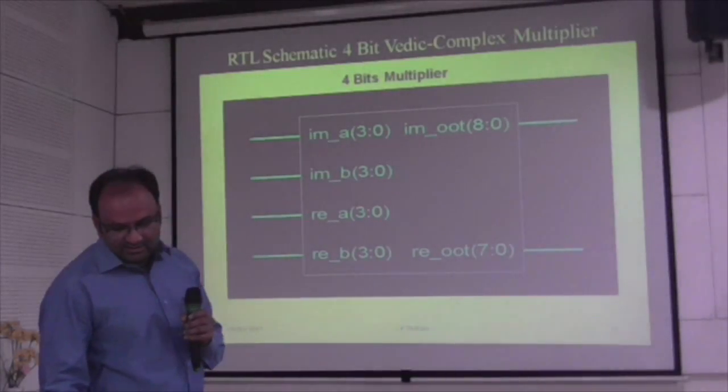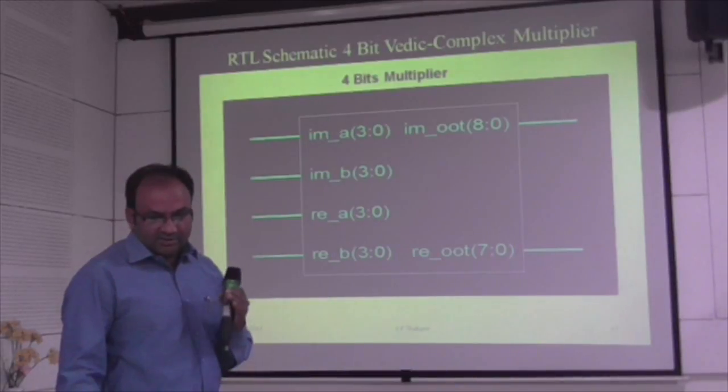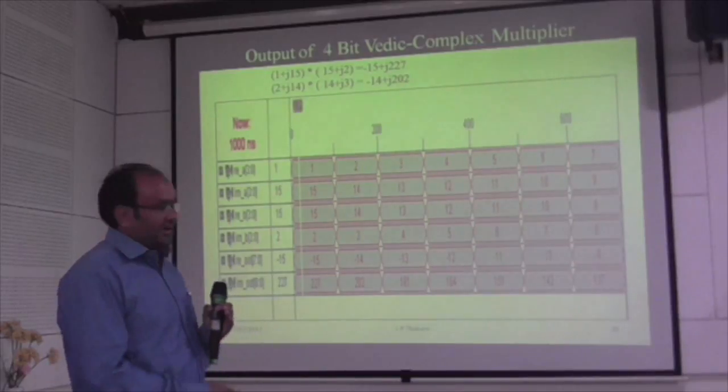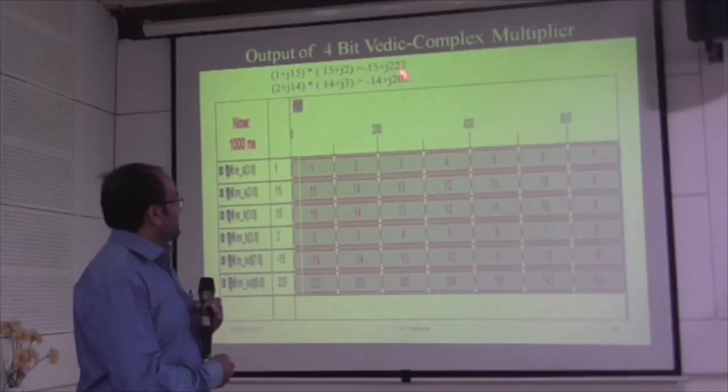So this is what I first implemented for integer numbers only. First, a 4-bit complex multiplier I have designed. There I got the results. I have taken the numbers 1 plus j5 into j5 plus j2. So there I got the results.